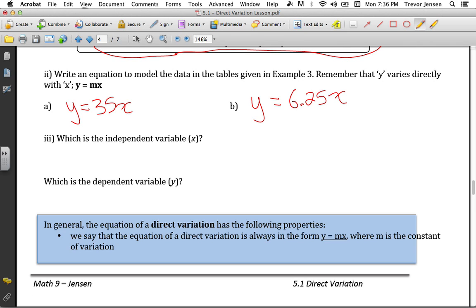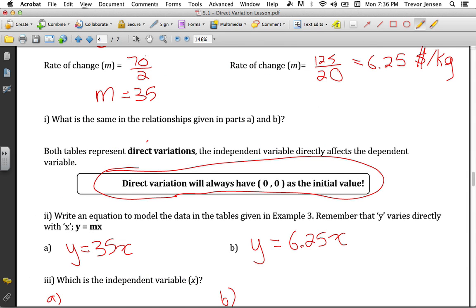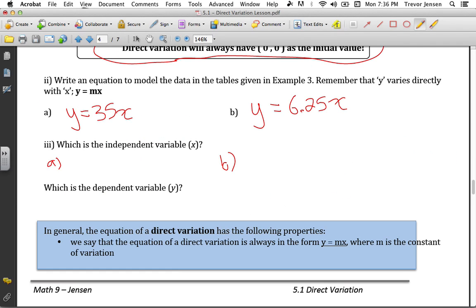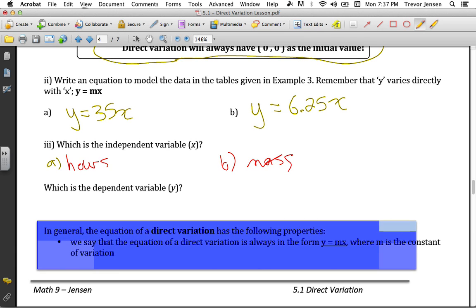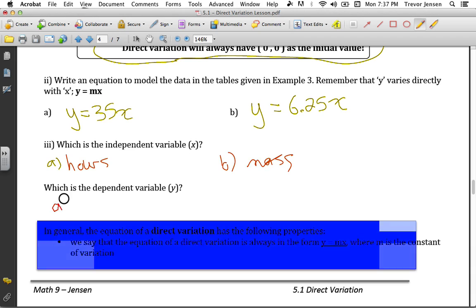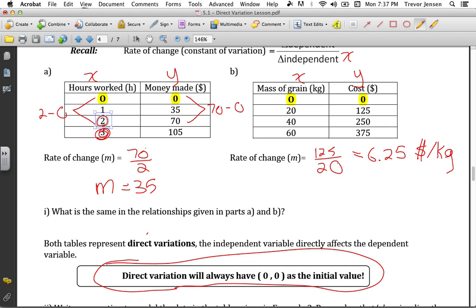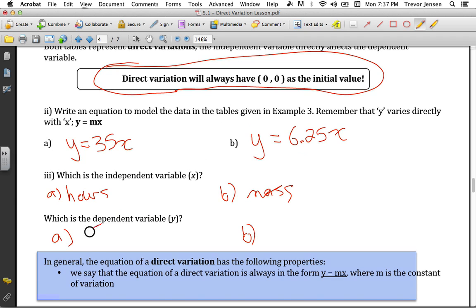And then let's just quickly make sure we know the difference between independent and dependent variables one more time. So for both of these, we'll do A and B again. Which is the independent variable for A? Remember, independent variable is always on the left, so hours worked, and for B, mass of grain. So A, hours, B, mass. And which is the dependent variable? Dependent variable is the y value. Dependent variable is always on the right. So for A, it was money made, and for B, it was cost. So for both of them, we were talking about money.